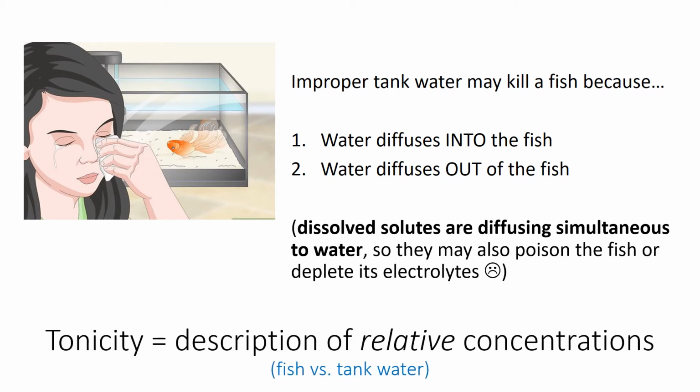In order to understand this process, we need to be able to describe the relative concentrations of the fish versus the tank water. And tonicity is the key term that is used to describe these relative concentrations.